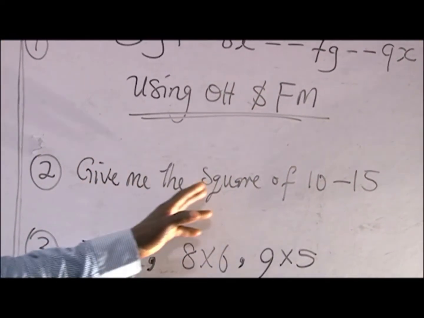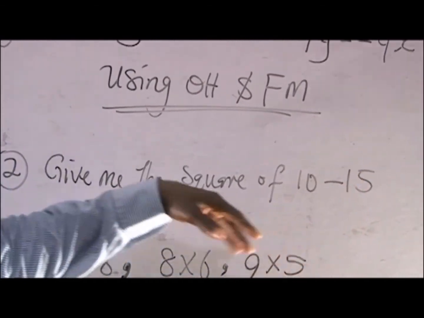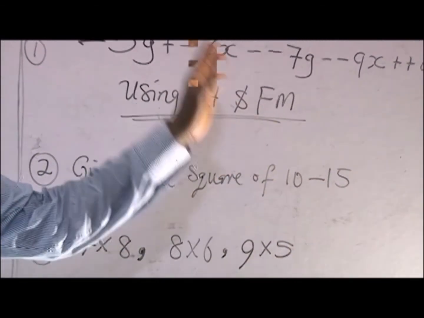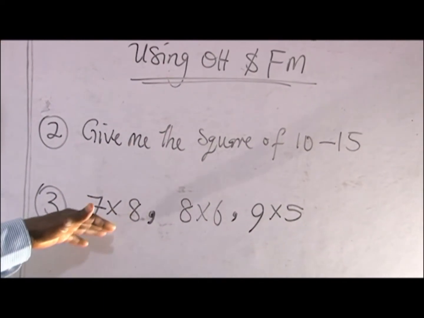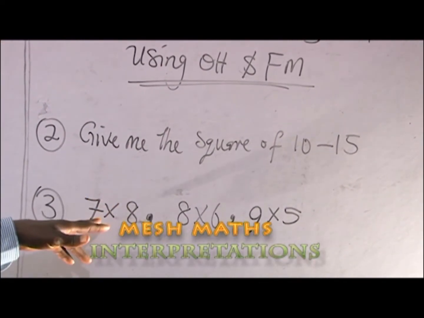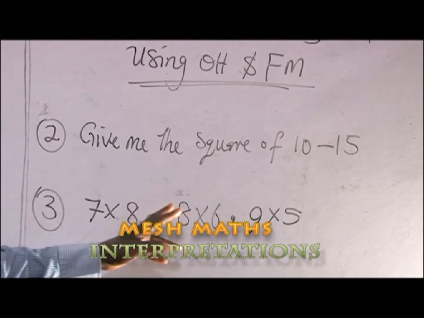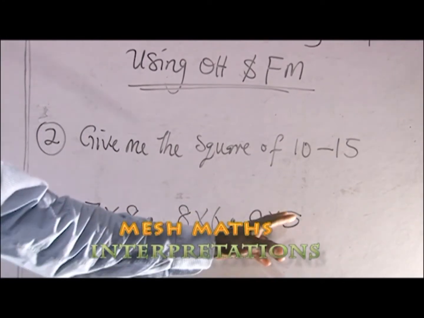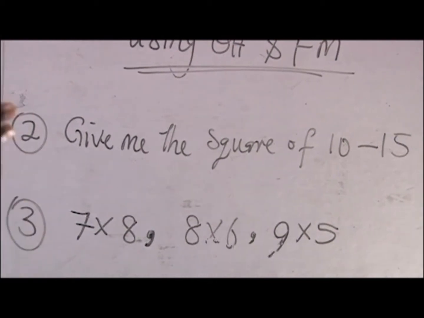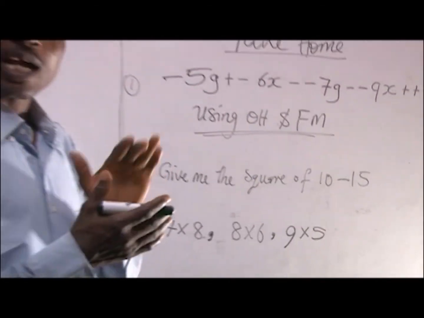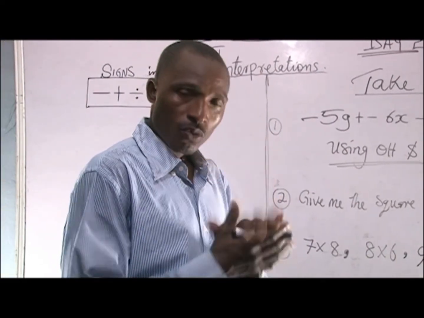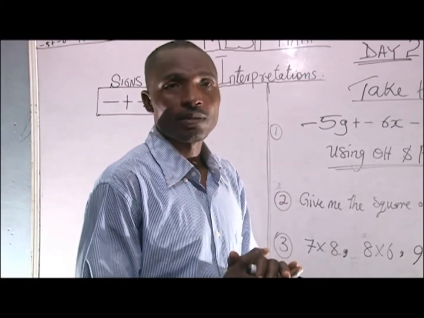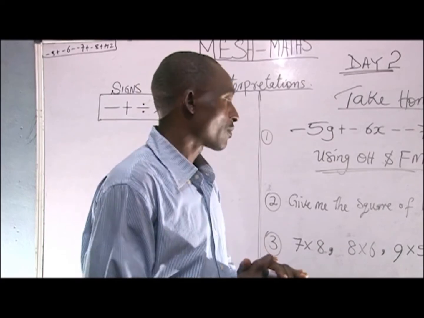Number 2, you have to give me the squares of 10 to 15: 10 times 10, 11 times 11, 12 times 12. I just want you to get them and keep them. Then 7 times 8, 8 times 6, 9 times 5. Get them and let them remain within you. I'm going to ask you one day. So quickly learn about that and keep it for your good.